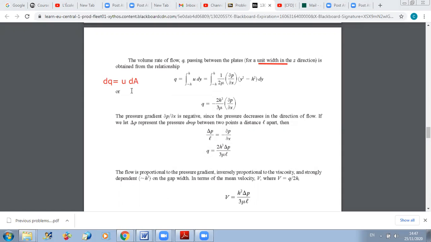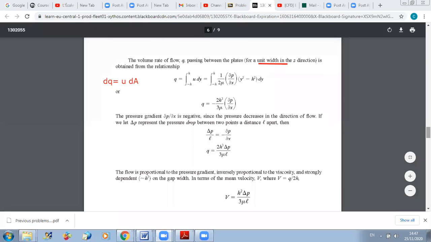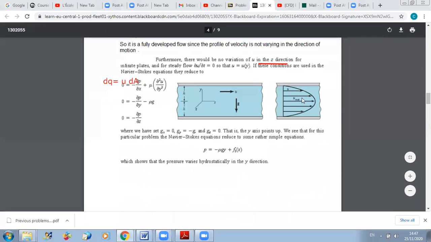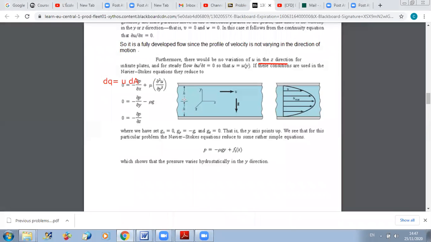And how to choose my elementary area here? Let me go back to the figure. Here you should do integration. Why you should do integration? Because u is variable. Here u is varying with y, in the y direction, so you should integrate in y. So your elementary area dA will be like this. You take a small thickness dy, and since they asked for unit width, you take a width of 1. So dA will be equal to the unit width 1 times the thickness, which is dy. So dA is simply equal to dy.